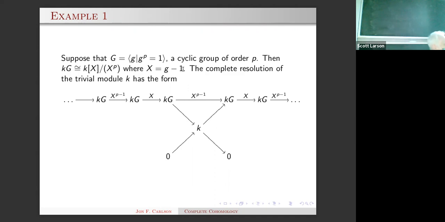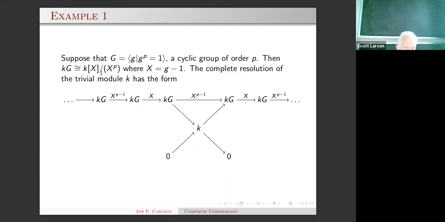But g to the pth power is 1, so that's 1 minus 1, so that's 0. So in other words, x to the pth power is 0. And I can write the group algebra, Kg, as this truncated polynomial ring. It's a polynomial ring in X, and I'm going to divide out the pth power of X.